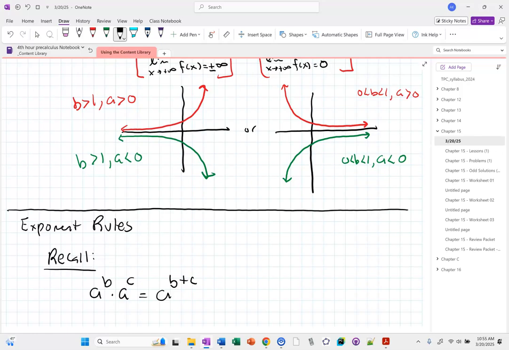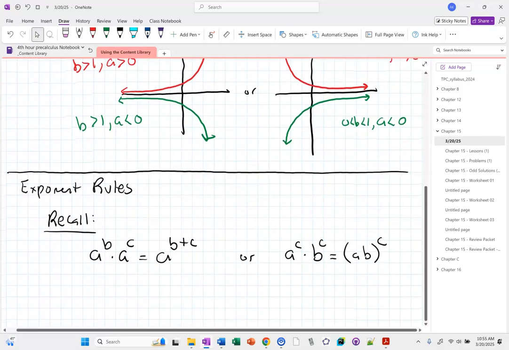So if I have two exponential numbers where the base is the same, I can multiply them together by adding the exponents and keeping the base the same. Or if I have two exponential numbers that have the same exponent, I can multiply them together by multiplying the bases together and keeping the exponent the same. Those are the only two ways that you can multiply exponential numbers.